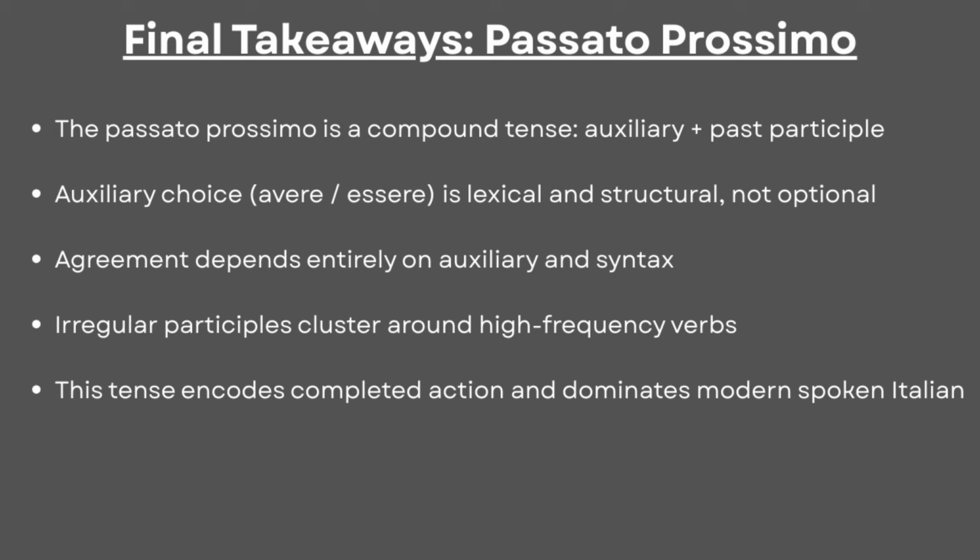In conclusion, this is the purpose of the passato prossimo. It's a compound tense that's made from an auxiliary and a lexical past participle. Agreement depends on the auxiliary and syntax, and irregular participles originate from high-frequency verbs. If you control the auxiliary, the participle, and the agreement, you can control the passato prossimo, and that's how the concept fully works in Italian.